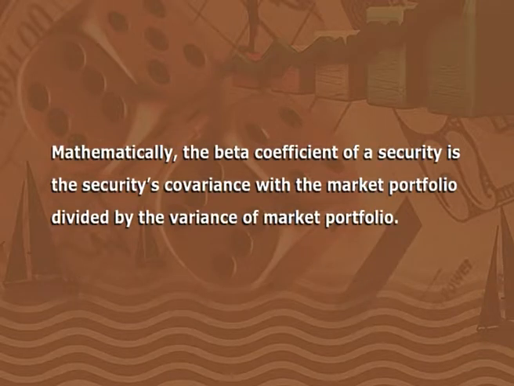Mathematically, the beta coefficient of a security is the security's covariance with the market portfolio divided by the variance of the market portfolio. A slight modification helps in building another key relationship, which tells that beta coefficient equals correlation coefficient multiplied by standard deviation of stock returns divided by standard deviation of market returns.